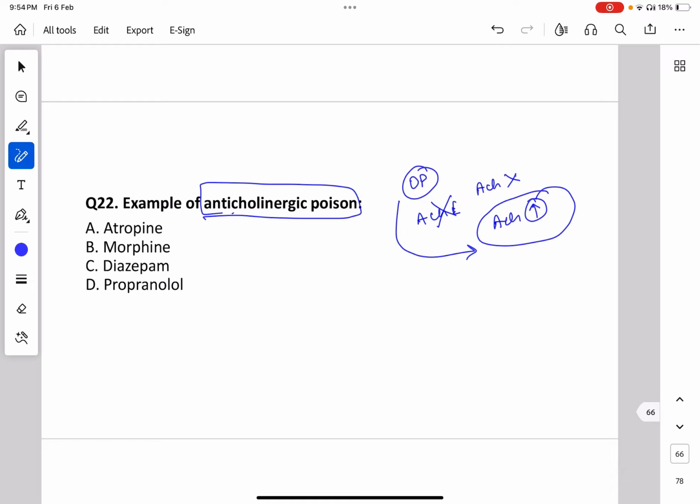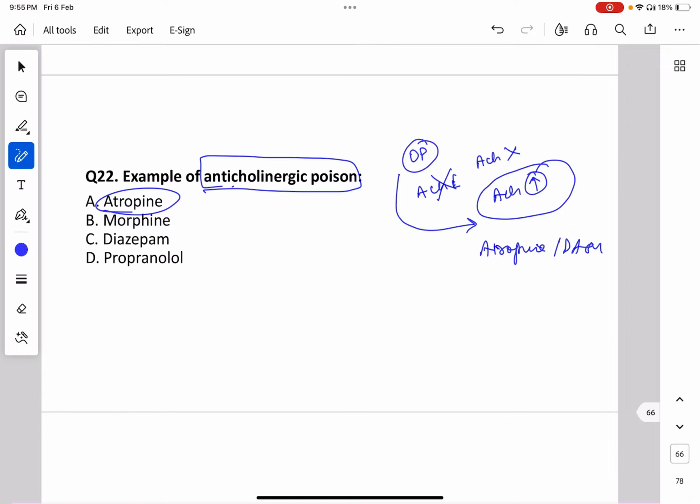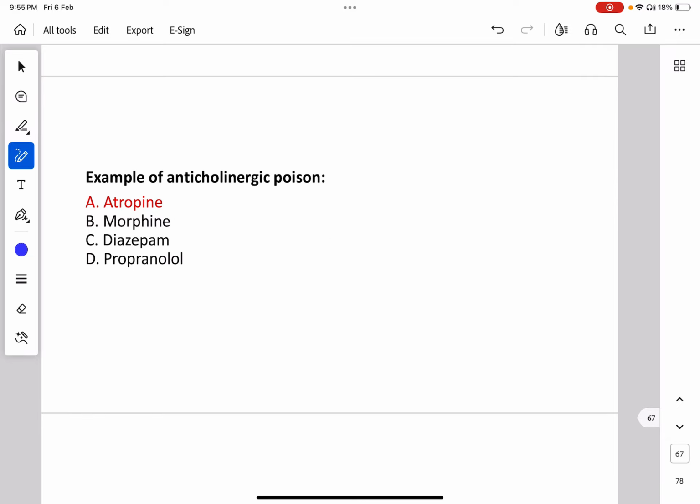So what antidote were we using? Atropine and pralidoxime. We have seen that atropine was acting against the muscarinic side effects. Okay, so anticholinergic, it was acting against acetylcholine. So atropine is in this option. We know that atropine is anticholinergic. Now, increased poisoning means increased levels or toxic levels. So anticholinergic poisoning example is atropine.